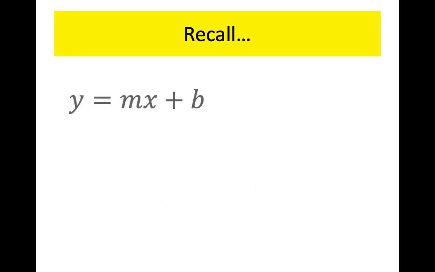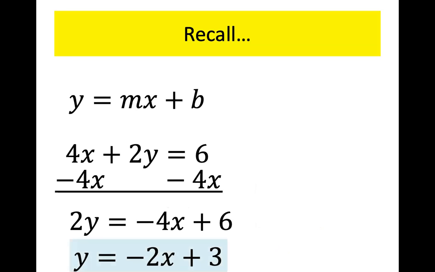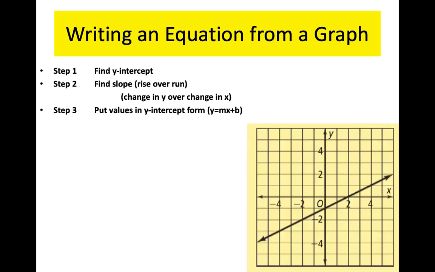All right. Recall, y equals mx plus b is slope-intercept form. We can turn standard form into slope-intercept form easily using a little bit of algebra. Move the x to the other side, in other words, subtract 4x, and then divide everything by 2. So we get y is equal to negative 2x plus 3. I can turn standard form into slope-intercept form very easily, just using a little bit of algebra.